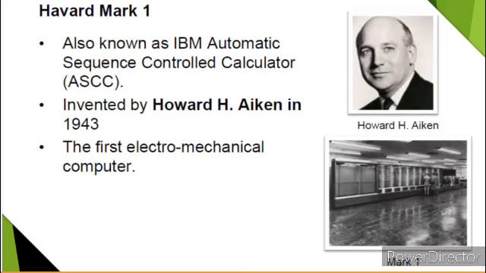The next is Howard Mark I. It was also known as the IBM Automatic Sequence Controlled Calculator, ASCC. It was invented by Howard H. Aiken in the year 1943. It was also called the first electromechanical computer.